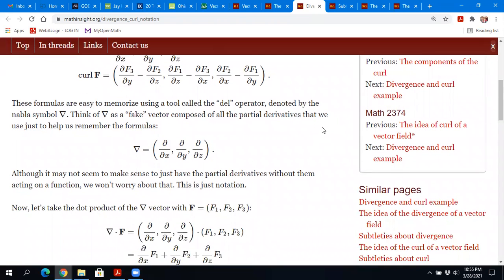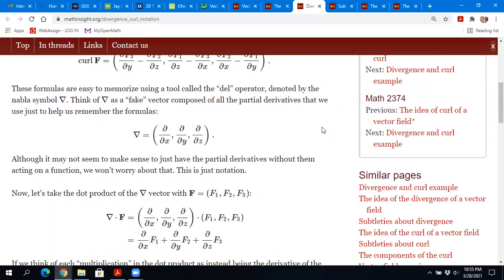So those look like horrendous formulas, and it turns out there are some nice ways for us to see what's going on here. We make this little fake operator called del, which is created with the so-called nabla symbol. We've seen that before in the gradient, right? All it is is partial with respect to x, comma, partial with respect to y, comma, partial with respect to z. It's almost like a little vector made from these symbols. It's weird. It's just for convenience, to help us remember this later on.